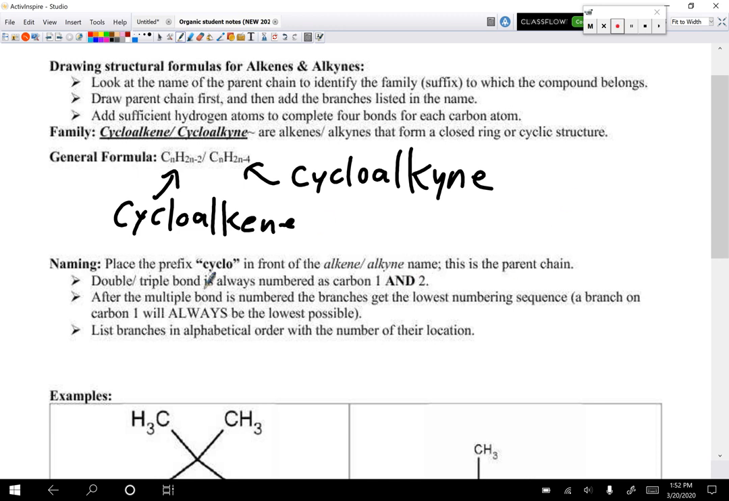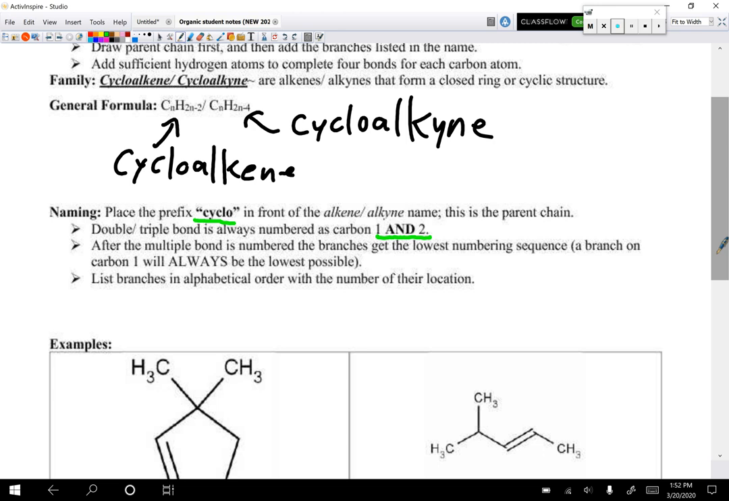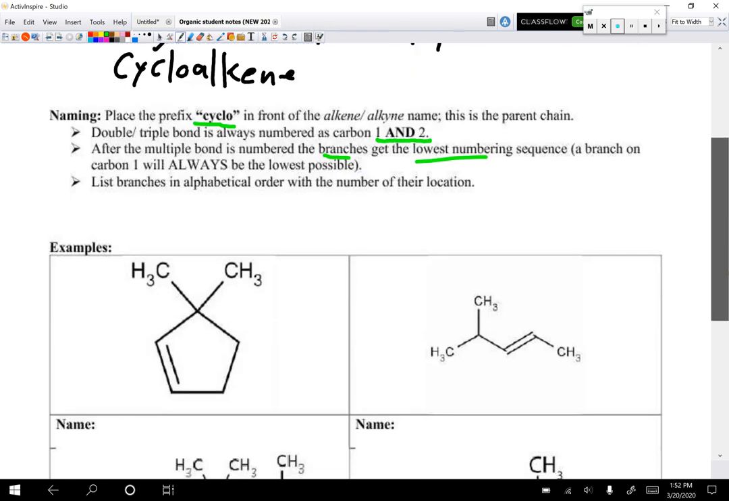Now as for the naming, just like the cyclic alkanes, we will need to indicate it's cyclic by putting cyclo in front. Now when we did our cyclic alkanes, carbon 1 started on a branch, but as we learn with these here, the double bond takes priority. Therefore, in our cyclic alkenes and alkynes, carbon 1 and 2 is going to have the double bond in there. All right? And then after the multiple bond is numbered, the branches get the lowest numbers possible.